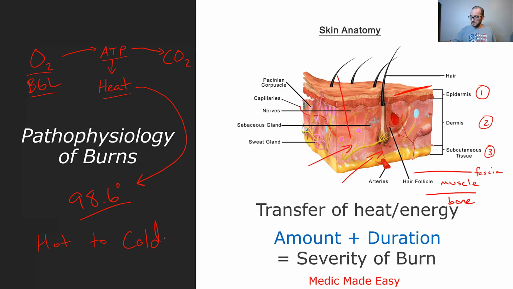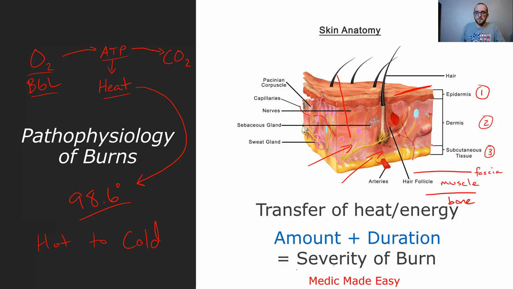If we touch something that's hotter, the heat is going to go from that hot object to us, and it's going to burn us. If we touch something that's colder, the heat is going to go from the warmer us to that colder object. That's why our hand gets cold: that energy, that heat, is actually leaving it, being transmitted to that colder object.